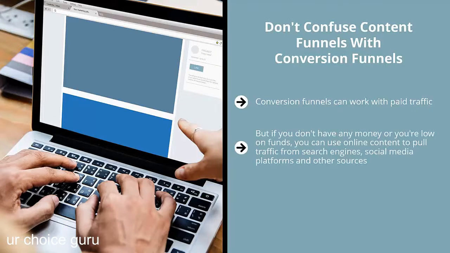But if you don't have any money or you're low on funds, you can use online content to pull traffic from search engines, social media platforms, and other sources for online traffic and plug these into your conversion pages. You need to know how these two alternative models work. You can't confuse the two. If you think they're one and the same, then you're playing the game wrong, and it's no surprise that you are losing money hand over fist.